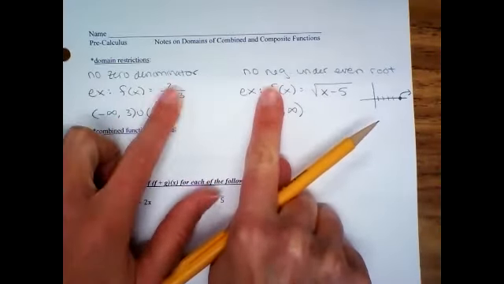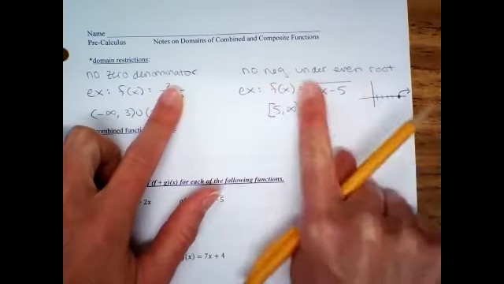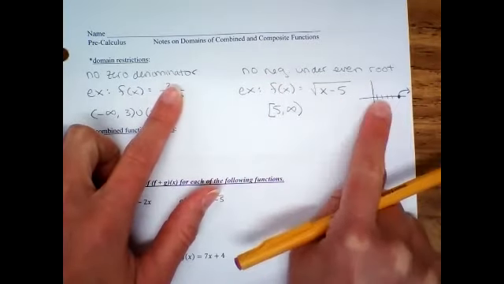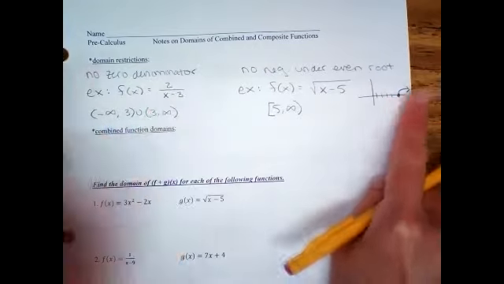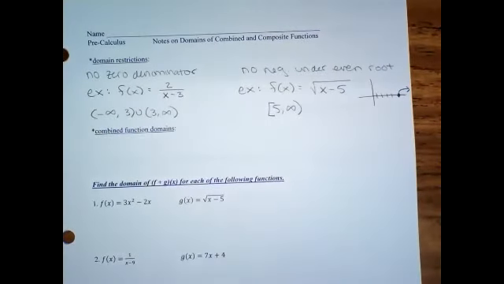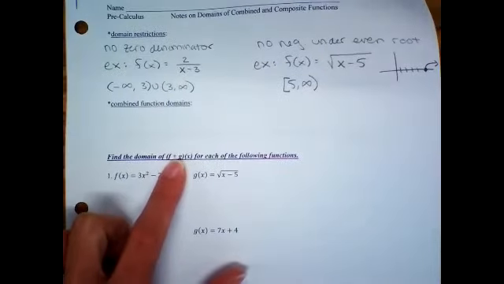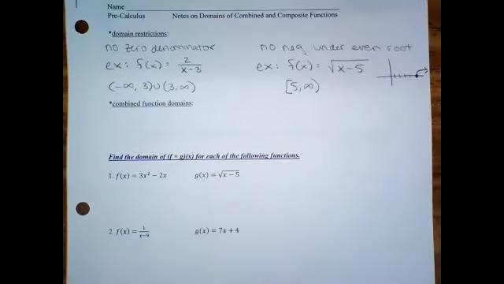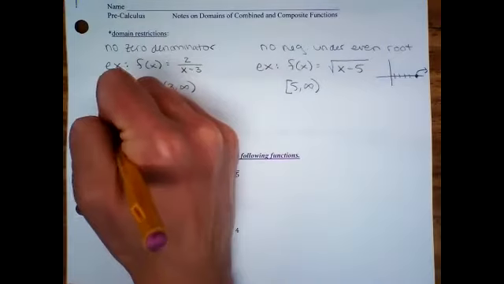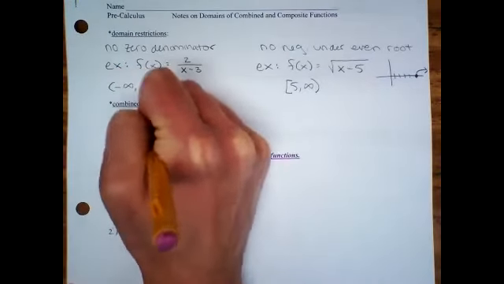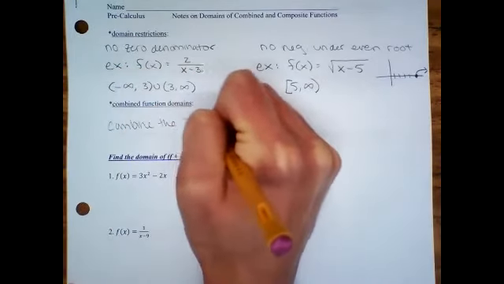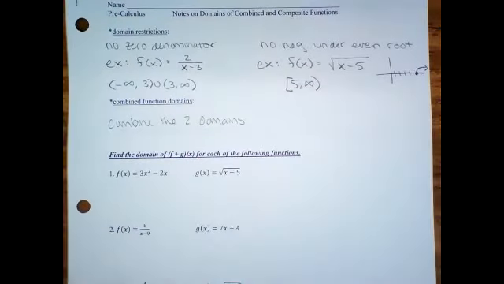You can't have a 0 denominator and you can't have a negative under an even root. This is going to have to stay positive, but I usually just think about what the graph would look like. So for combined functions, and we're really just going to look at f plus g, we're not going to look at the divided and multiplied ones. You're just going to combine the 2 domains. So you find the domain of each of them and then just combine them. That's kind of it.